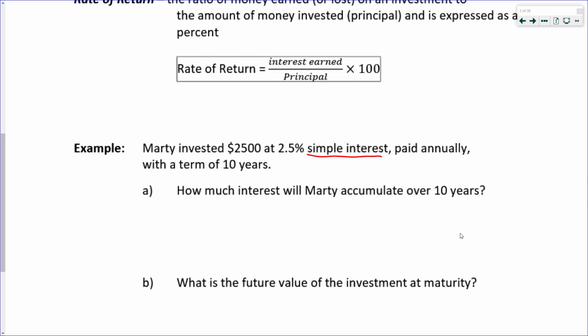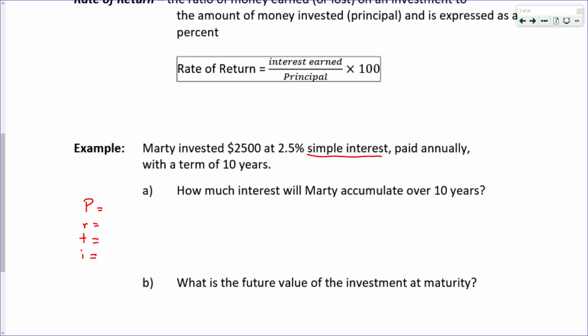So how I like to do these, I first figure out what I've got, and then I use my formula to figure out what I don't have. So the things that I'm going to be looking at: I need to know what the P is, which is the principal. I need to know what my R is, which is my interest rate. I need to know what my T is, which is the term, or how long my investment is. And I need to figure out my I, which is the amount of interest I've earned.